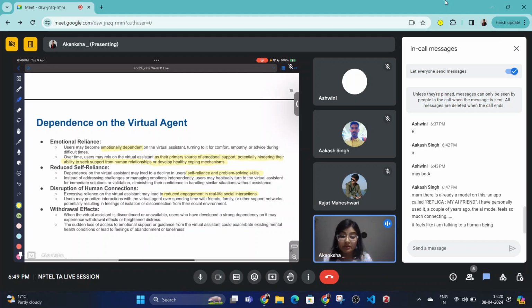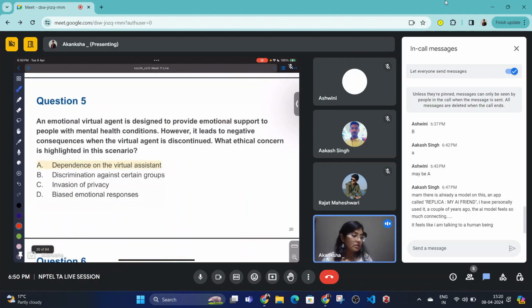You will be super frustrated. Like, where is this app? I want to play. It's like an addiction, right? So those users who have developed a strong dependency may experience withdrawal effects or heightened distress because it causes frustration, and the sudden loss of access, emotional support or guidance could even escalate existing mental health conditions. You will feel more lonely once the agent is gone. So that is the worst consequence. So yeah, the answer is dependency on the virtual assistant.